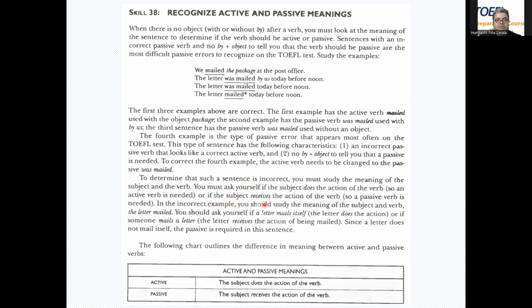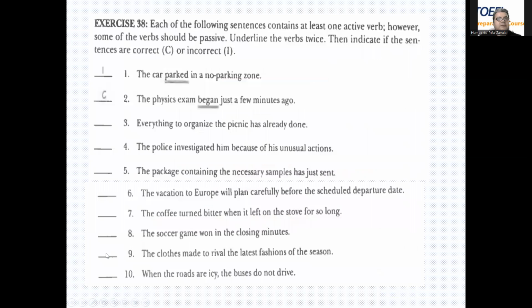In the incorrect example, you should study the meaning of the subject and verb, the letter mailed. You should ask yourself if a letter mails itself, the letter does the action, or if someone mails a letter, the letter receives the action of the mail. Since a letter does not mail itself, the passive is required. So here we have a chart which outlines the differences in meaning between active and passive verbs. Active, the subject does the action of the verb. Passive, the subject receives the action of the verb. Right? So now we move on to the exercise.